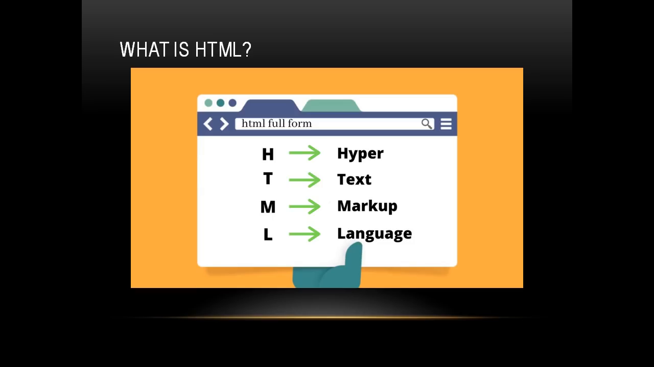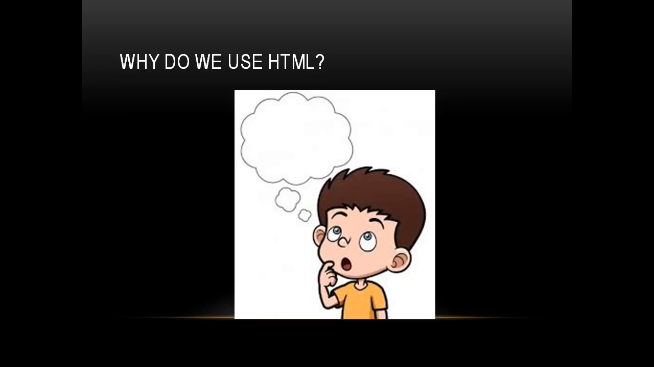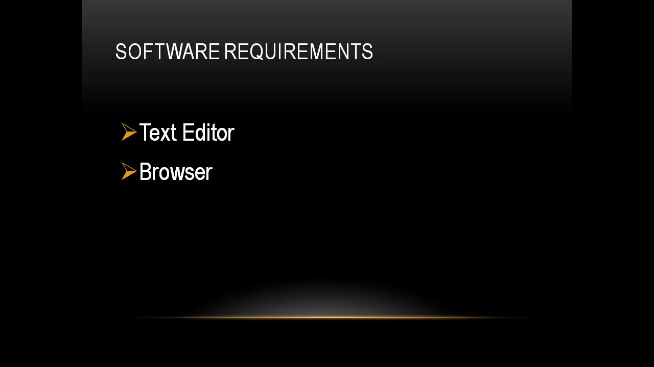So what is HTML? The full form of HTML is Hypertext Markup Language. Hypertext refers to the hyperlinks that an HTML page may contain. Markup language refers to the way tags are used to define the page layout and elements within the page. Why do we use HTML? HTML is used to create web pages.